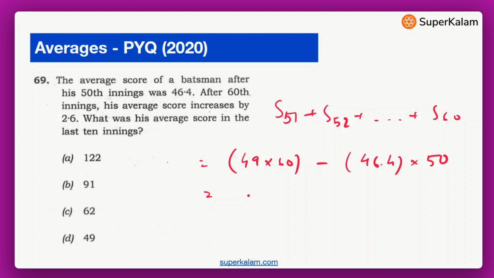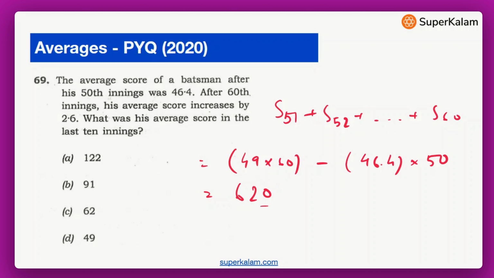You have to be fast with your calculations, and this can only be done if you are practicing a lot with paper and pen. You don't have to do it in your mind, you have to use paper and pen. Only then will you get sharp in this. So the answer is 620 here. The sum of scores in the last 10 innings is 620.